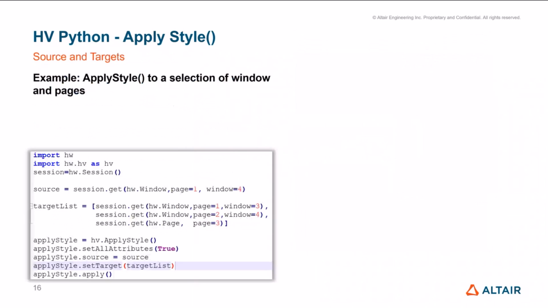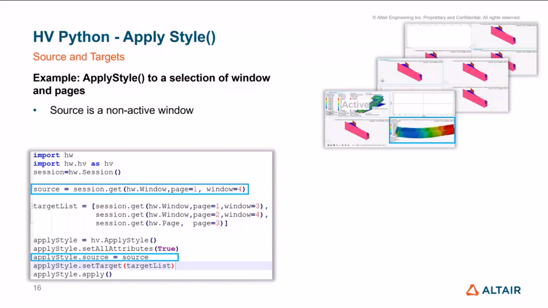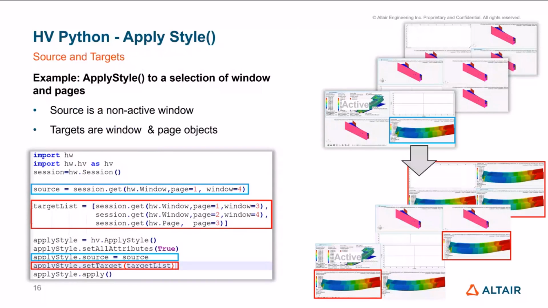So quick, before I go to a live demo here, how this looks like for source and target. So here in this one, the source is a non-active window you see on the upper right. And the target is a list of objects, of pages and windows. And then when you apply, you will get the following.